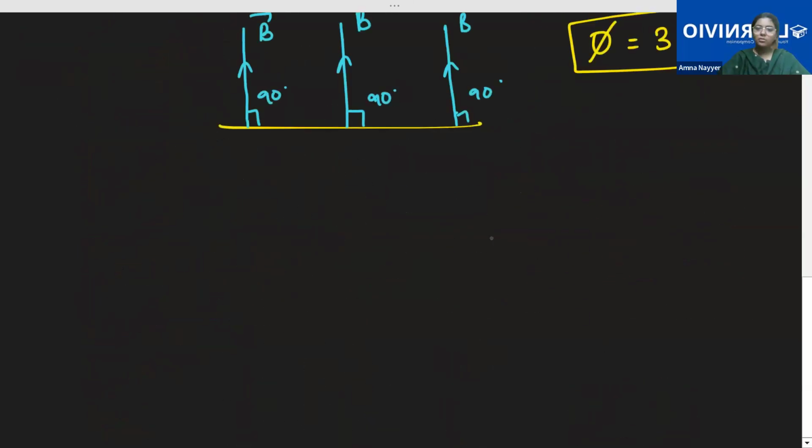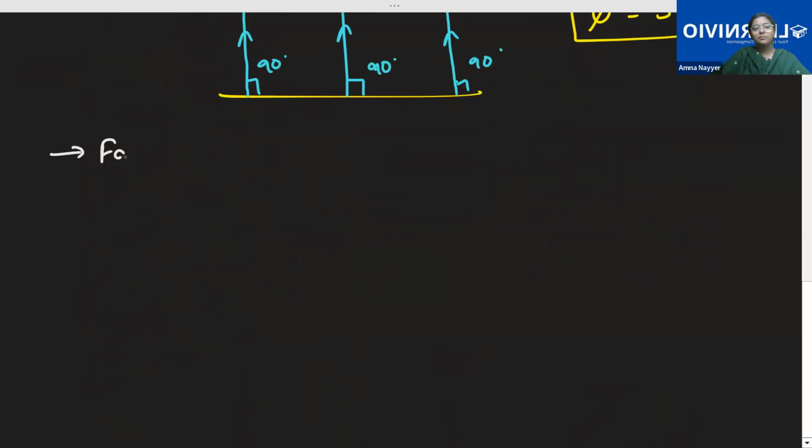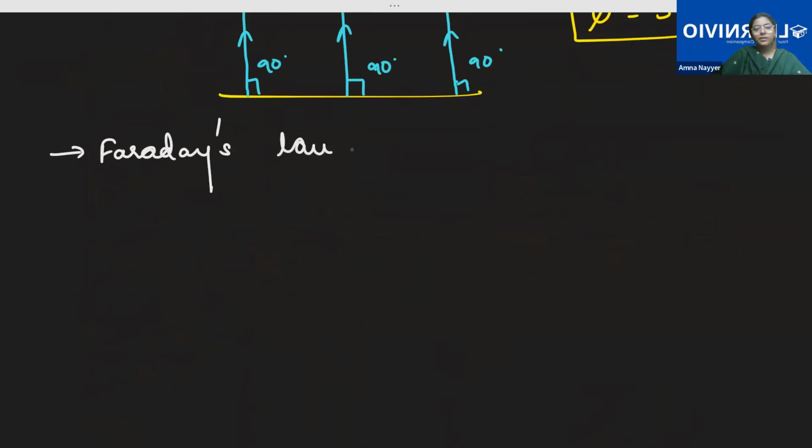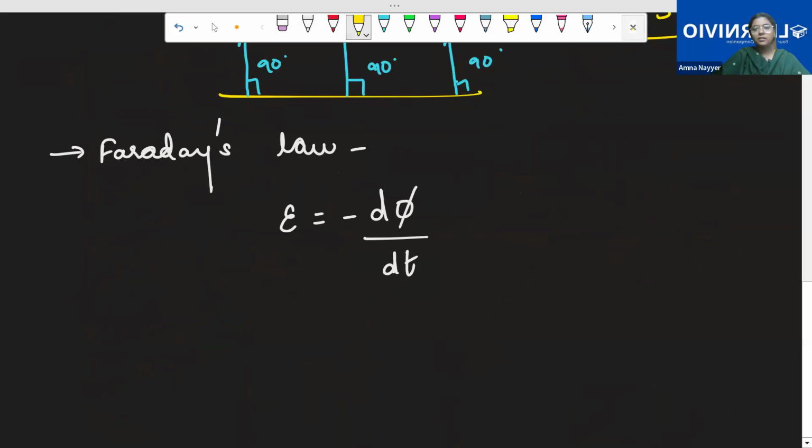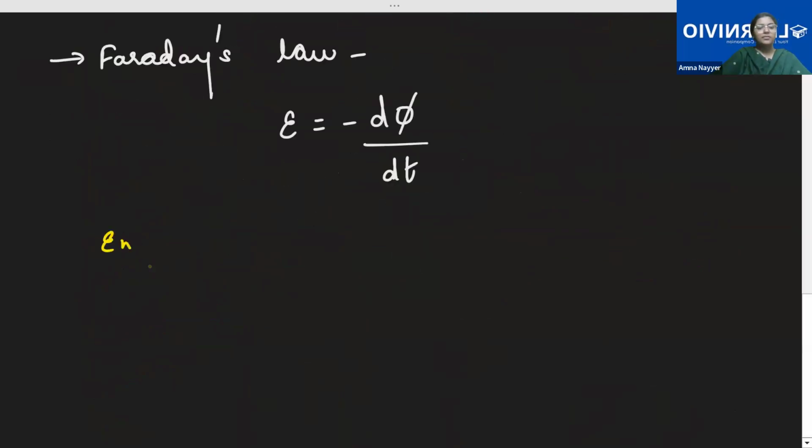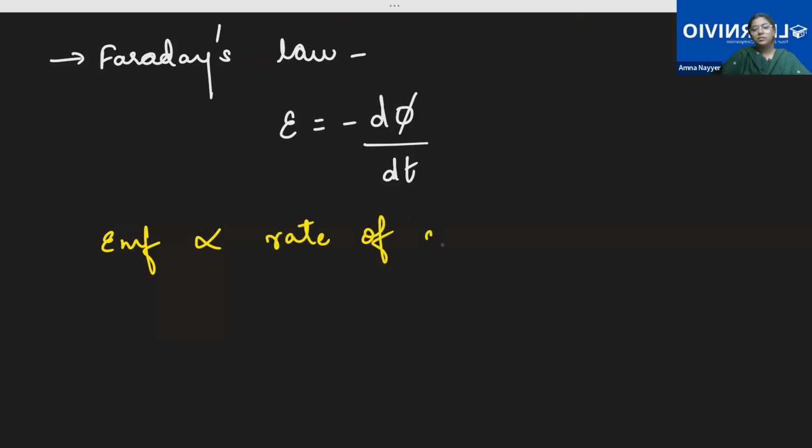Then you have Faraday's law. That is also equally important, the next topic that comes. When we talk about Faraday's law, you use the equation E is equal to minus d phi over dt. So two things occur. First, EMF is directly proportional to the rate of change of flux. And second is regarding the negative sign.